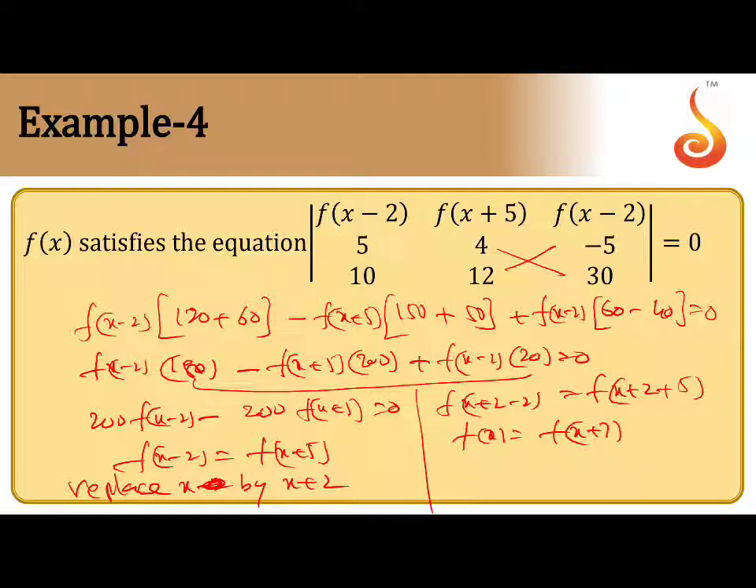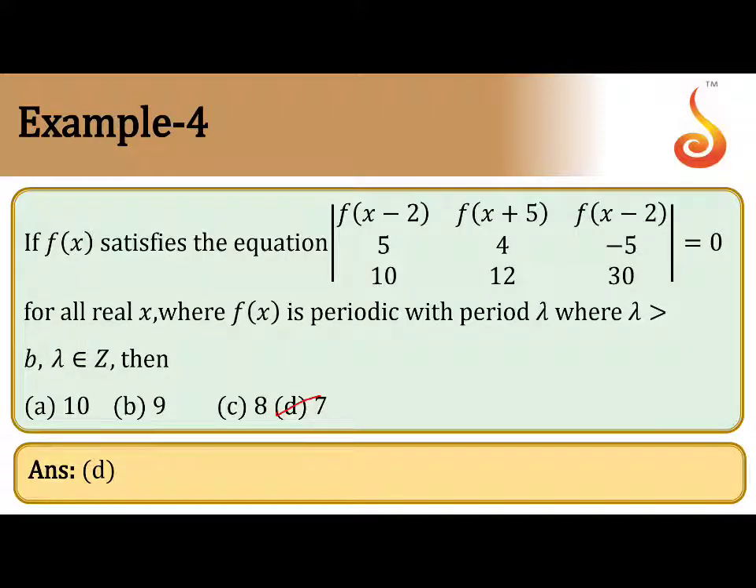See, the solution to the problem is very simple, but you should know the definition of a periodic function. So now f of x equals f of x plus 7, which is nothing but f of x plus lambda. So you can say f is a periodic function, with period, lambda value, 7. So f of x is periodic and the period is 7, which equals lambda. So lambda is 7. 7 is the period of the given function. Therefore the lambda value is 7. Check the answer given. So option D is the right answer.